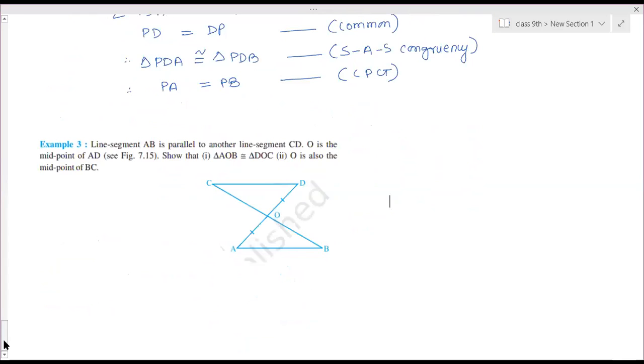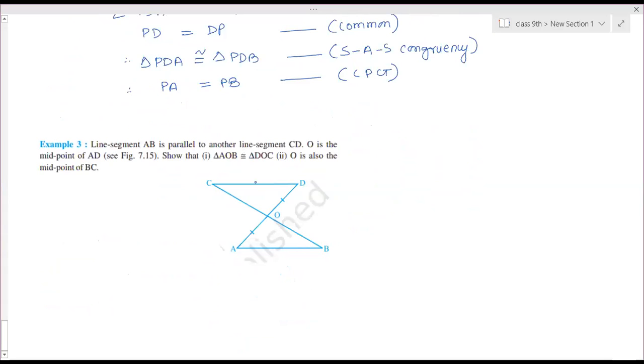Third one. Line segment AB is parallel to line segment CD. O is the midpoint of AD. Show that triangle AOB is congruent to triangle DOC, and O is the midpoint of BC also. So what do we need to prove? What do we need to show?